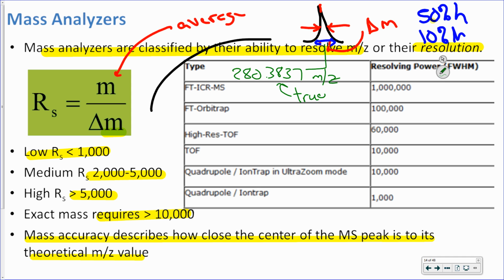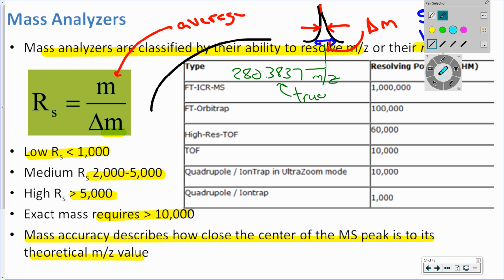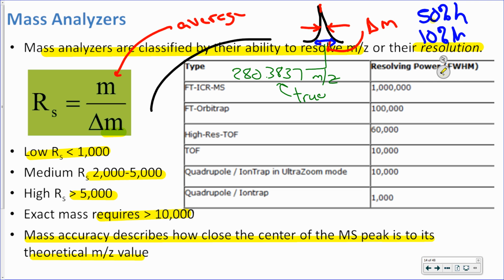So we're going to talk about all these different types of instruments. I'm just going to sum some of them here in this table. I stole it from a different textbook. Low resolution are quadrupoles and ion traps. There are 1,000 or so. That's what we have. We have 2 of those.